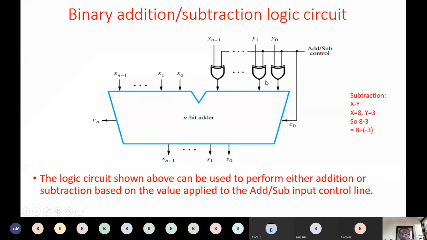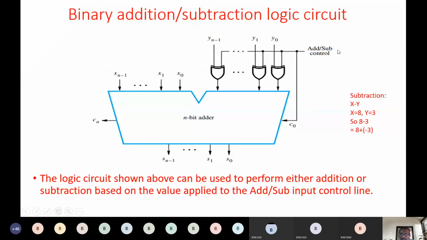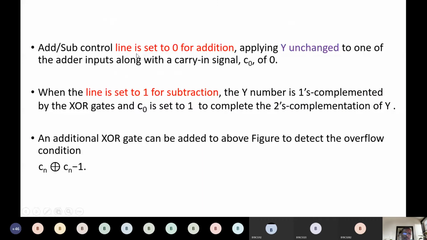Okay, so one thing you need to remember is, if this signal line is 0, addition is done. If this signal line is 1, then subtraction is done. So the same thing is represented here. When the control line is set to 0, addition. When the control line is set to 1, then it is subtraction. So when the control line is set to 0, it is addition.